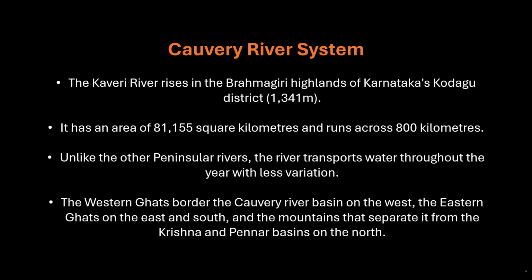Kaveri River System. The Kaveri River rises in the Brahmagiri highlands of Karnataka's Kodagu district, at 1,341 meters. It has an area of 81,155 square kilometers and runs across 800 kilometers. Unlike the other peninsular rivers, the river transports water throughout the year with less variation. The Western Ghats border the Kaveri River Basin on the west, the Eastern Ghats on the east and south, and the mountains that separate it from the Krishna and Pennar basins on the north.